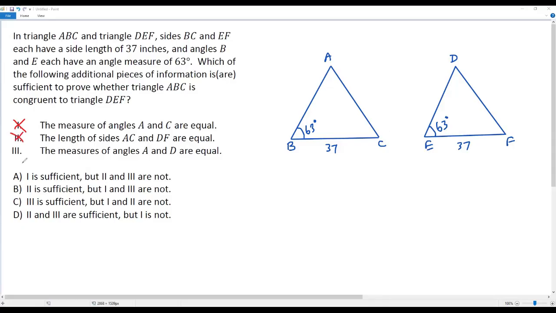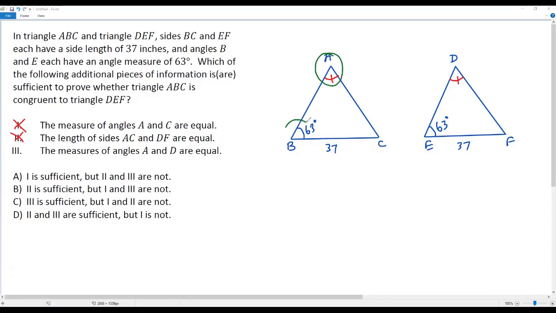Okay, now let me consider the third information. The measures of angle A and D are equal. Here we have the angle measure A and here we have angle measure D. And this information says these two angles are equal. Now the interior angle at the vertex A and the interior angle at the vertex D are equal. The interior angle at the vertex B and the interior angle at the vertex E are equal. The length of the side BC and the length of the side EF are equal.